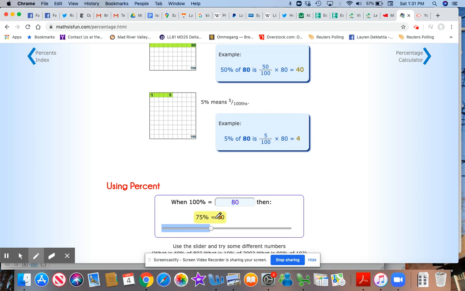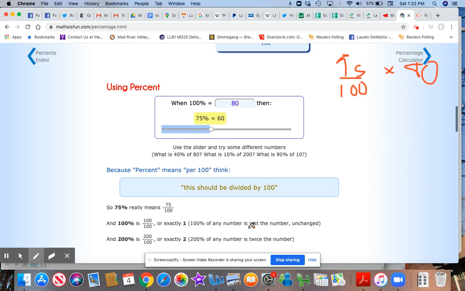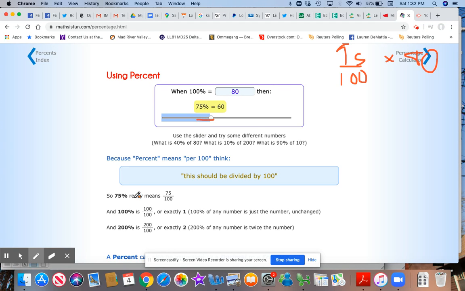So when 100% equals 80, what is 75%? This would be 75 over 100 times 80. You do that, and you get 60. If you slide this here and there, 50% of 80 is 40, and 100% of 80 is 80.